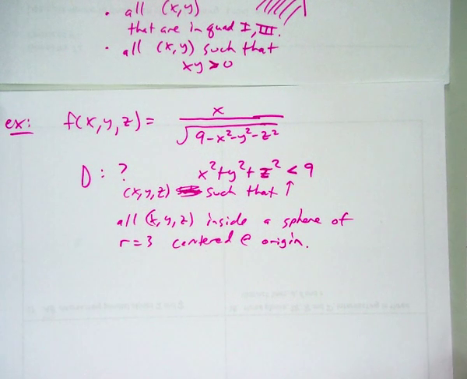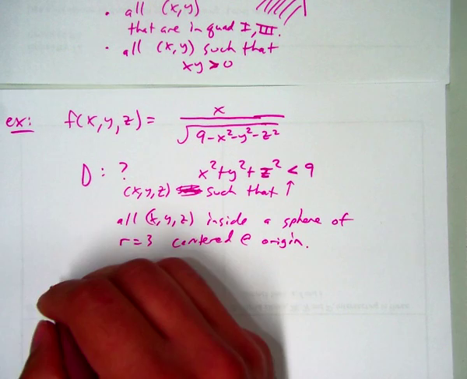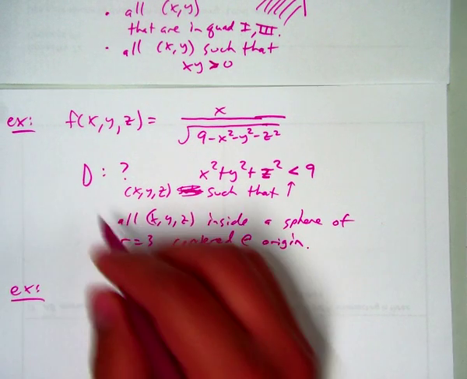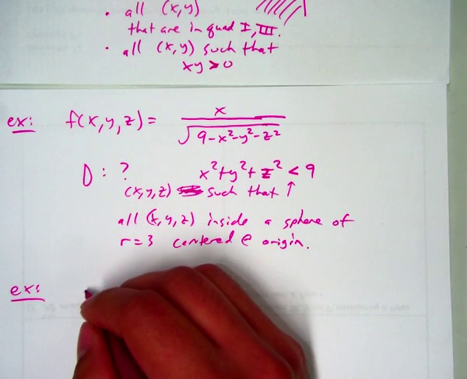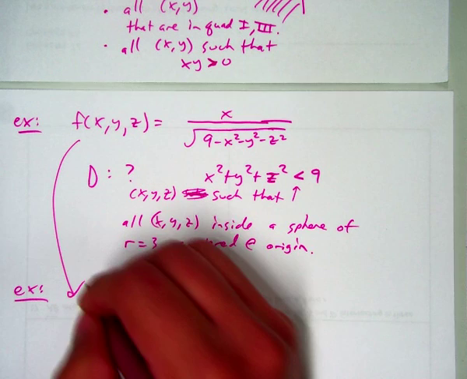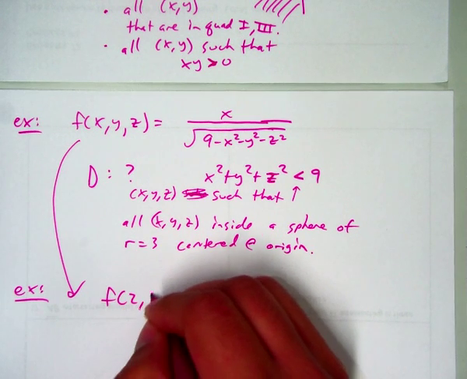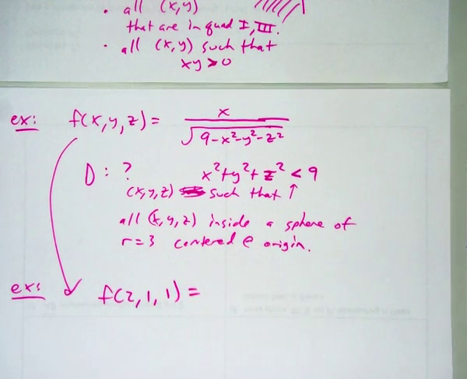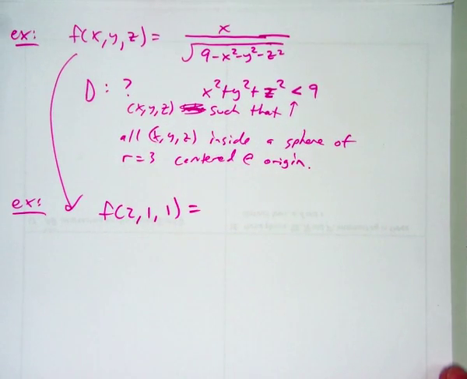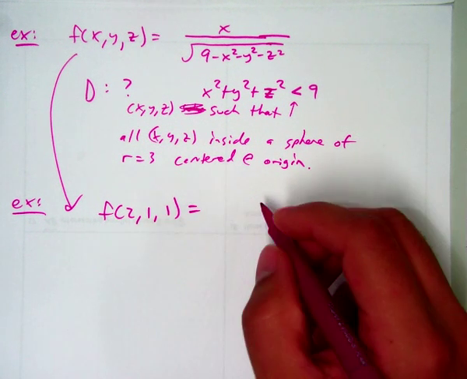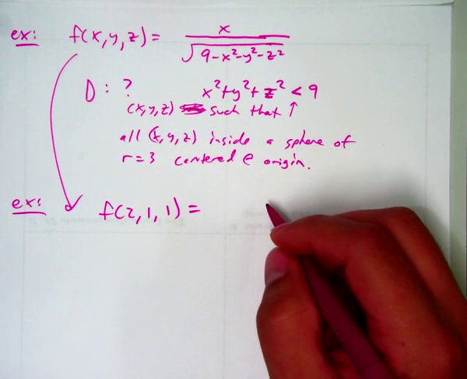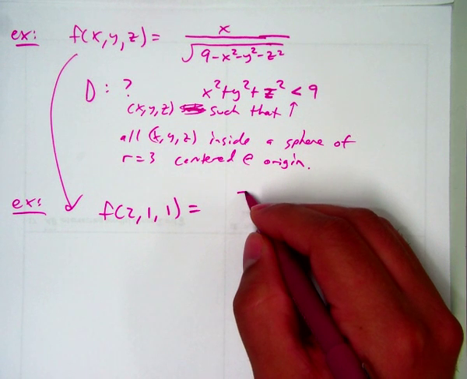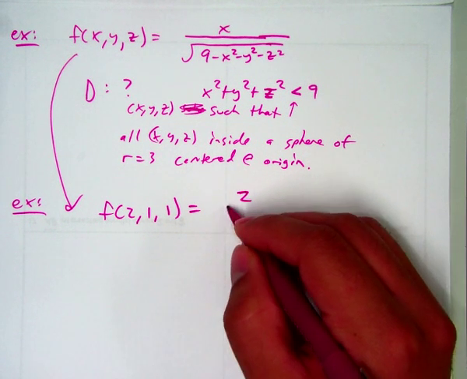Okay? And just for good measure, if I asked you to find, let's use the same example, f of 2, 1, 1, you guys know what to do with that, right? Just plug it in, yes? So what would we get? 2 over root 3, good.